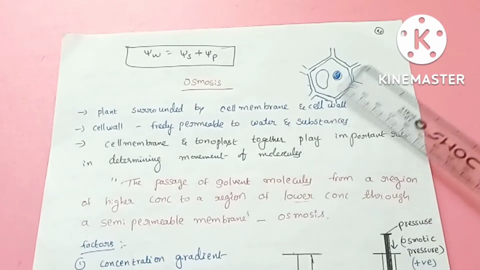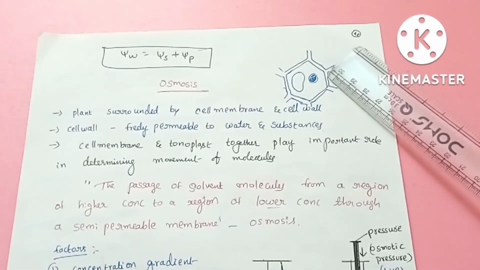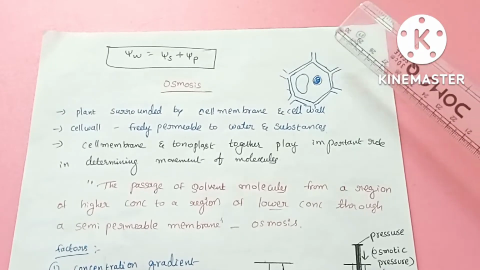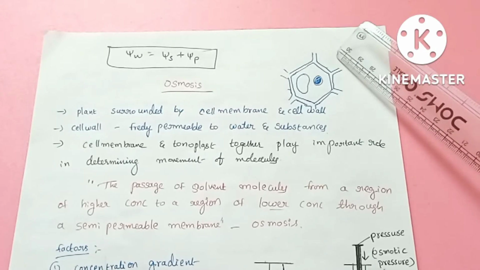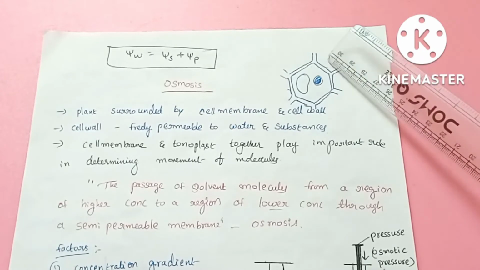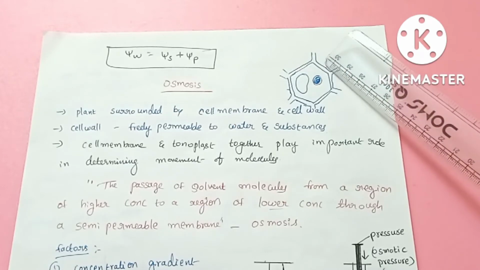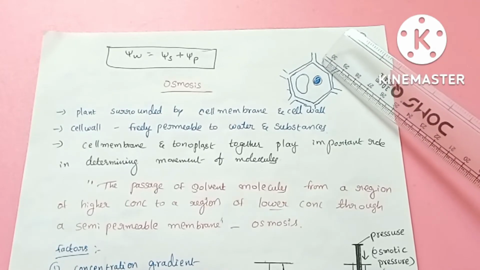The next concept is osmosis. This is the cell. It consists of a cell wall and a cell membrane, right? Here this is the cell wall. The plant cell is surrounded by the cell wall. It is freely permeable to water and other substances. It does not act as any barrier.